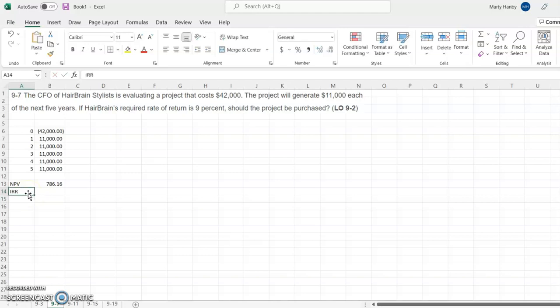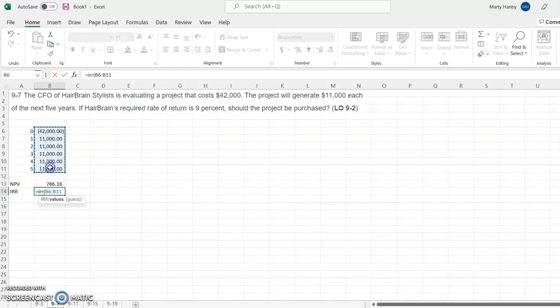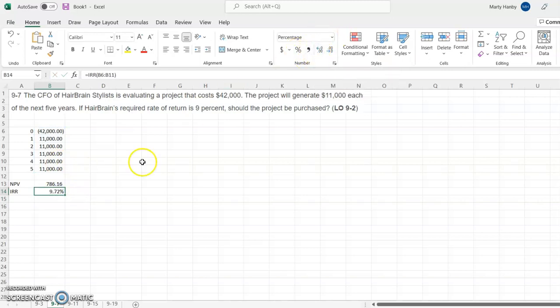You need to be cautious about using the IRR, or internal rate of return, because the IRR can have multiple correct answers. But for the IRR, we just use equal IRR, and then we highlight all the cash flows. When we use the IRR function, we get 9.72%, so it's greater than 9%. So in this case, the IRR is acceptable. That NPV would always be preferred.